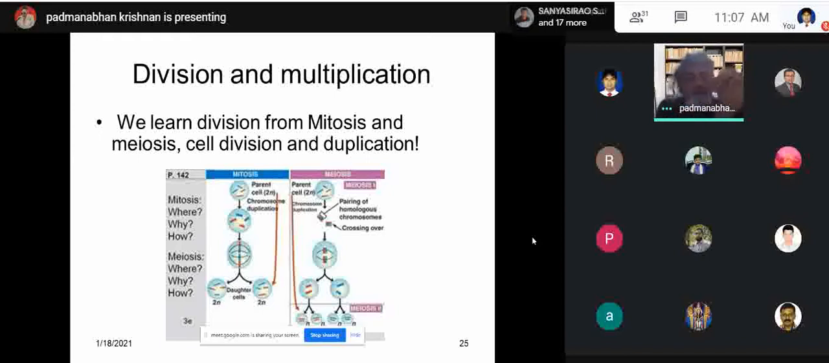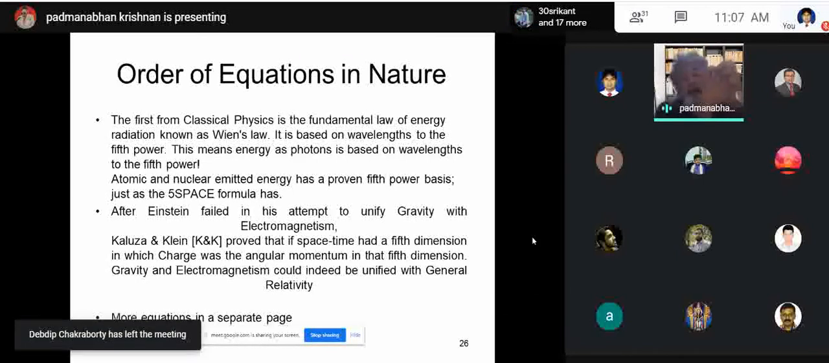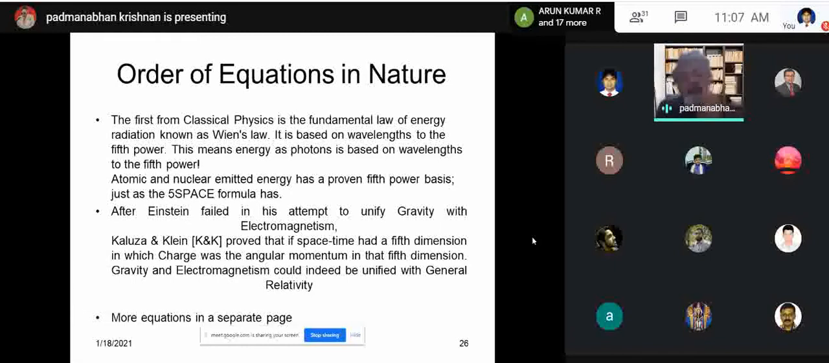Division and multiplication began with mitosis and meiosis, cell division and duplication. We learned division from mitosis and meiosis, cell division and duplication. So the order of equations in nature should also be noted down because you have to formulate well. You're not only solving linear problems, but you're also solving nonlinear problems, highly nonlinear problems, spiral problems, or turbulent problems.